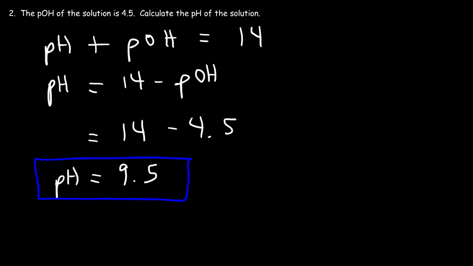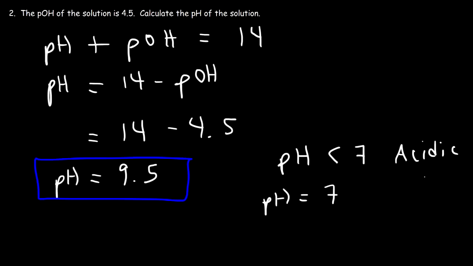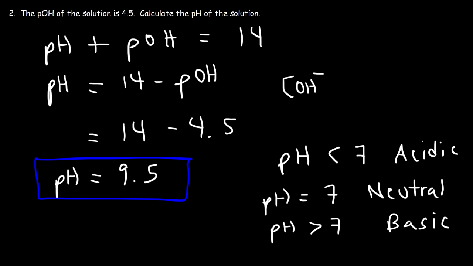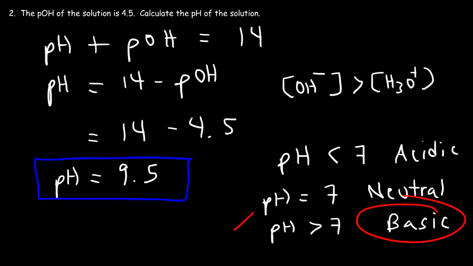Now here's a question for you. At 25 degrees Celsius, would you say this solution is acidic, basic, or neutral? What would you say? Now, it's important to understand that if the pH is less than 7, we have an acidic solution. If the pH is equal to 7 at 25 degrees Celsius, the solution is neutral. But in our example, because the pH is greater than 7, we have a basic solution. So in a basic solution, the amount of hydroxide is greater than the amount of hydronium ions, which it is. So 9.5 is the answer for this problem.